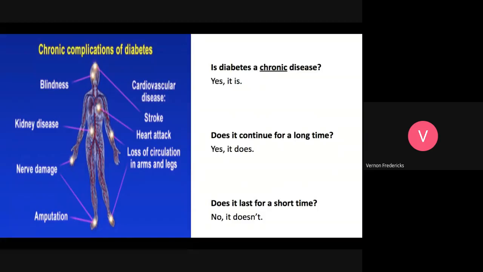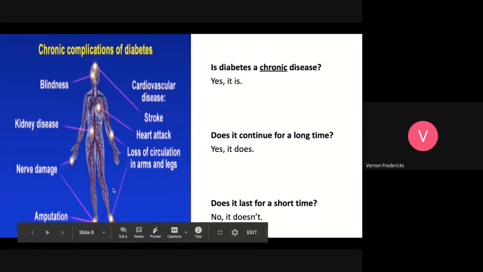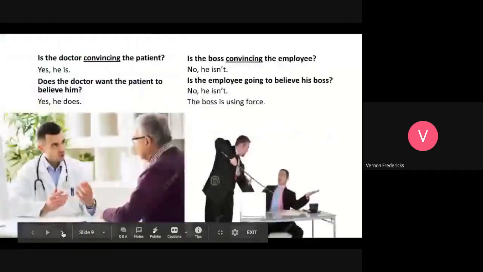If you have it, it cannot go away. There's no cure for it. So, diabetes, hypertension, asthma, yeah, high blood pressure, hypertension. Okay, so these are the diseases that are chronic. So be careful, students. Eat properly and exercise.